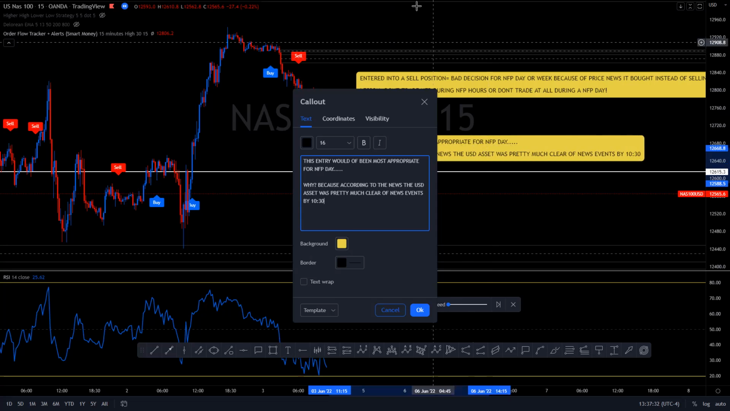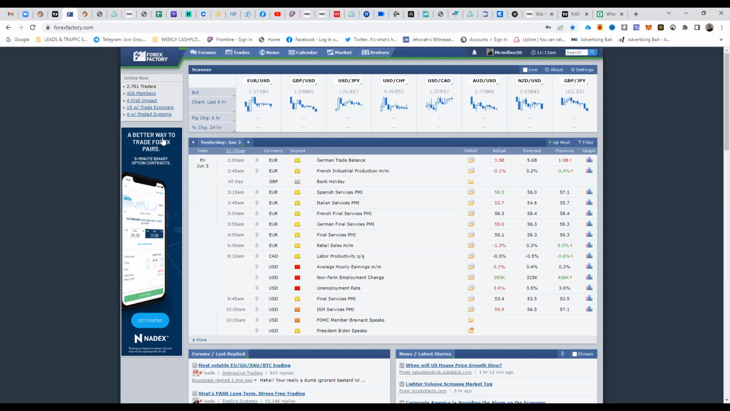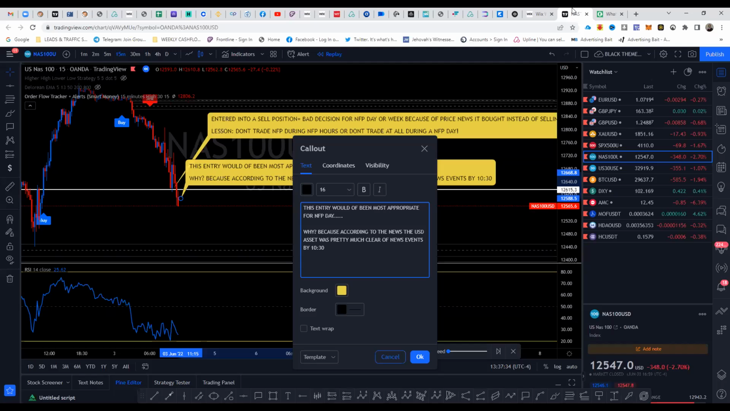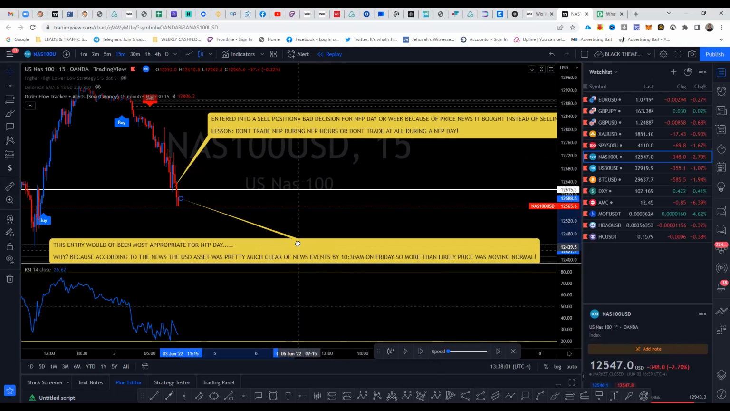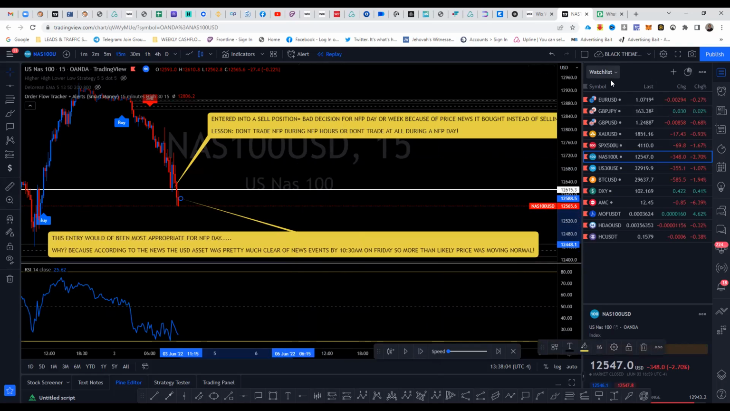Let me double check that real quick. Hold on. Yeah, by 10:30. That is correct. 10:30 a.m. Friday. So more than likely this was moving normal. So that's what I'm going to put there for now. Now what I'm going to do is just push this all the way down to the bottom here. So that's why I'm saying that.